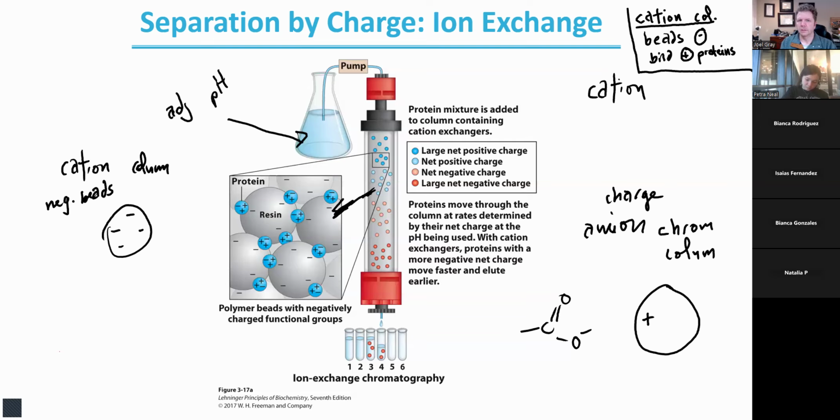The opposite of that is an anion column. What are my beads? My beads in an anion column are positive, and they will bind negative proteins. Cation column equals catch cations. An anion column catches anions. Yes.